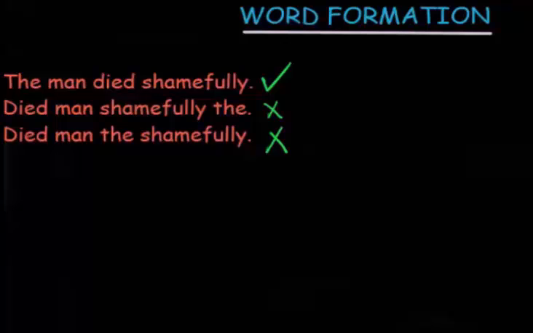Now, first of all, you have one, the subject of the sentence. You have two, the verb. And then three, you have what we call adverbial. First, you have died, then you have man, you have shamefully, you have thee. This is what you need to know. This is a verb, right? This is a noun, right? This is an adverb, right? And then this is a determiner.